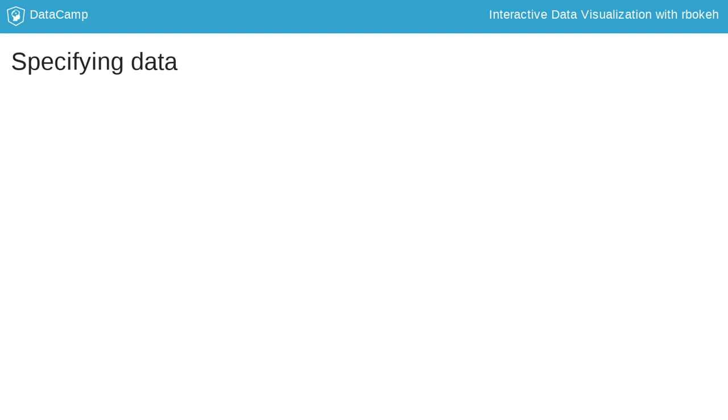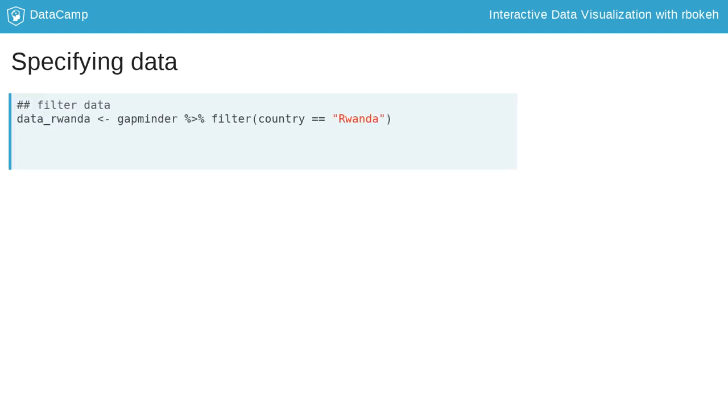For example, let's say you want to plot life expectancy versus time in one country, Rwanda, using the gapminder dataset. First, you need to extract the entries corresponding to Rwanda using the filter function with the condition country equal Rwanda. To construct a plot, you can use figure followed by the pipe operator. Then you can add a lines layer using the ly_lines function.